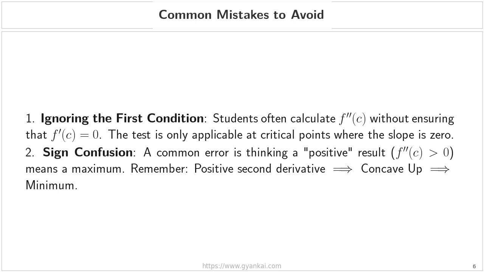It is a common error to assume that a positive result, where the second derivative of f at c is greater than 0, indicates a maximum. This is actually the opposite. As we mentioned when discussing concavity, a positive second derivative means the graph is concave up, shaped like a cup, which means the critical point at the bottom is a local minimum.